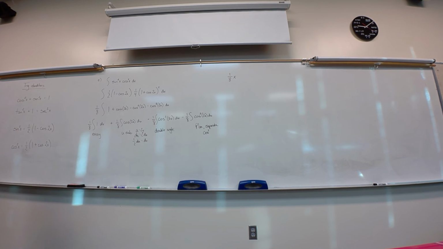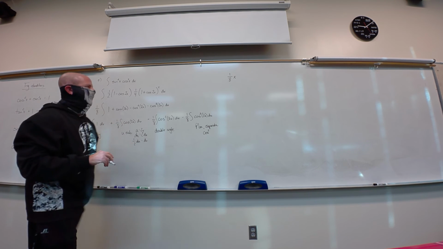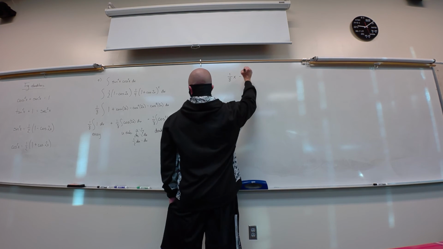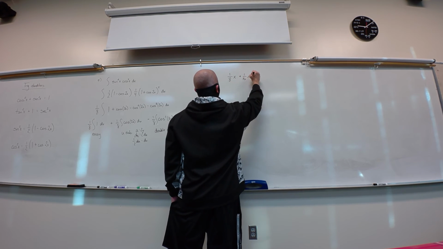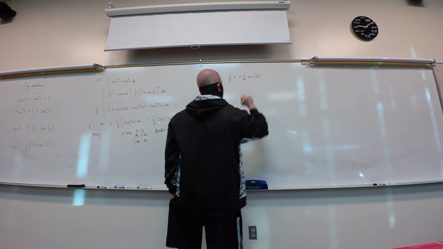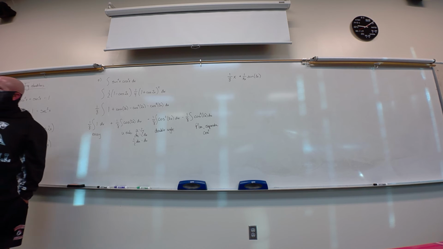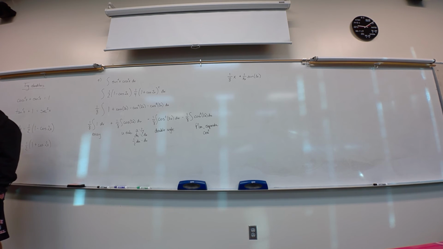Now, what's the integral of cosine? Negative sign, so we're going to have minus, so sine. All right, so plus 1/16 sine 2x. My second one. Third one.